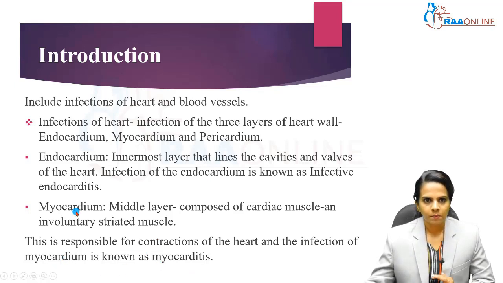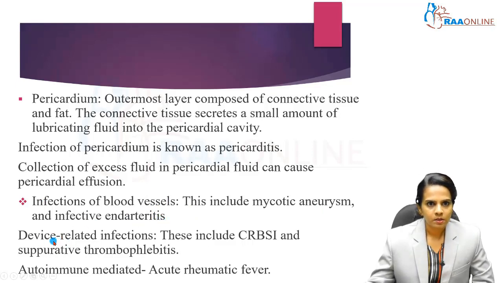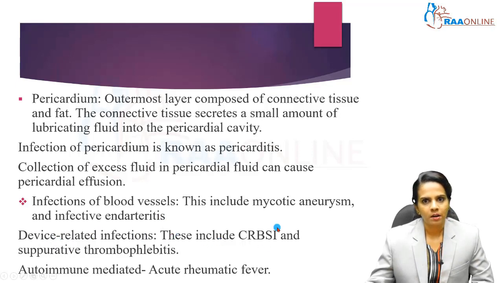The innermost layer is endocardium and the middle layer is myocardium. And pericardium is the outermost layer of the heart, composed of connective tissue and fat. This connective tissue secretes a small amount of lubricating fluid into the pericardial cavity. Infection of the pericardium is known as pericarditis. Collection of excess fluid in the pericardial cavity can cause pericardial effusion. Infection of blood vessels includes mycotic aneurysm and infective endarteritis. Next is device related infection, which includes catheter related bloodstream infection and suppurative thrombophlebitis. And finally autoimmune mediated, which is acute rheumatic fever.